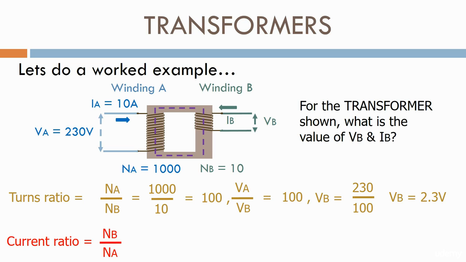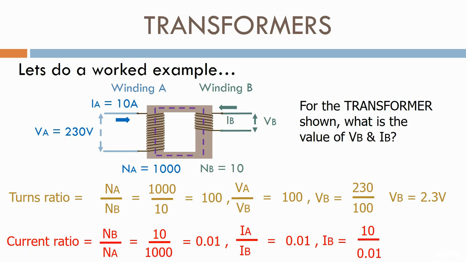The current ratio is the inverse of this, so therefore the current ratio equals NB over NA, equals 10 divided by 1000, equals 0.01. Therefore, IA over IB equals 0.01. IB equals 10, which is the current on winding A, divided by 0.01. Therefore, IB equals 1000 amps.